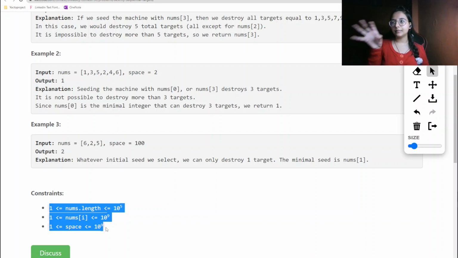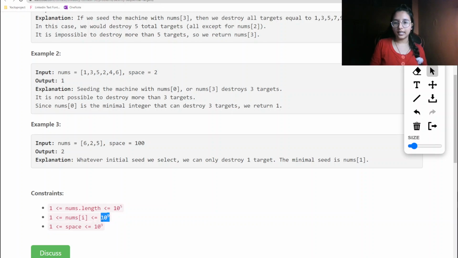Means elements in this particular nums would be up to 10 raised to power 5, and each element can go up to 10 raised to power 9, and the space that also can go up to 10 raised to power 9. So from this, if we check here, the solution which we can devise ahead is on the basis of what element is there in between this and what is there for the space which is being given to us. So according to that, we are required to check for the solution here.